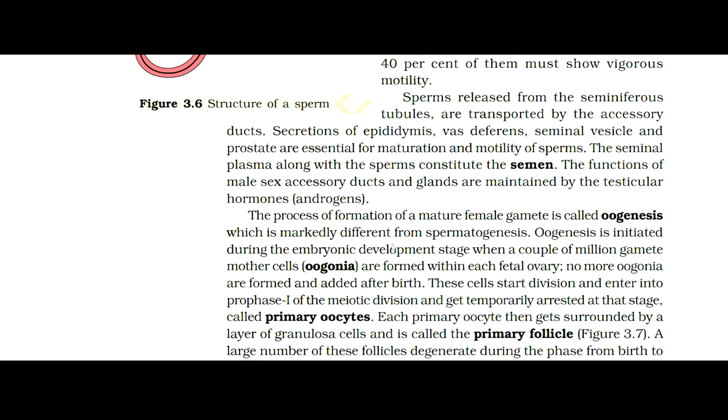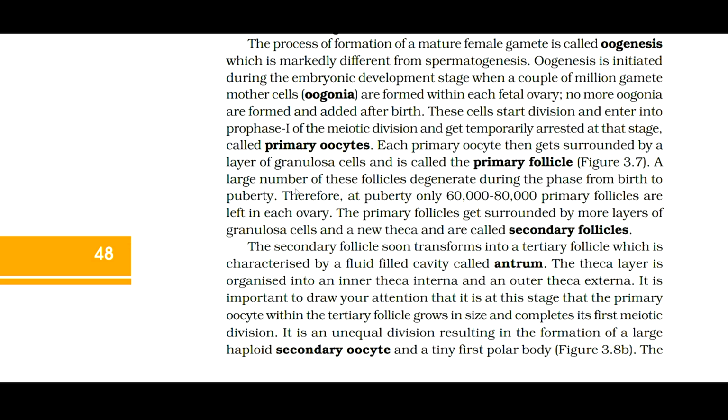Oogenesis is initiated during the embryonic development stage when a couple of million gamete mother cells, which is oogonia, are formed within each fetal ovary. No more oogonia are formed and added after birth. These cells start division and enter into prophase 1 of the meiotic division and get temporarily arrested at that stage, called primary oocytes. Each primary oocyte then gets surrounded by a layer of granulosa cells and is called the primary follicle, which is given in figure 3.7.